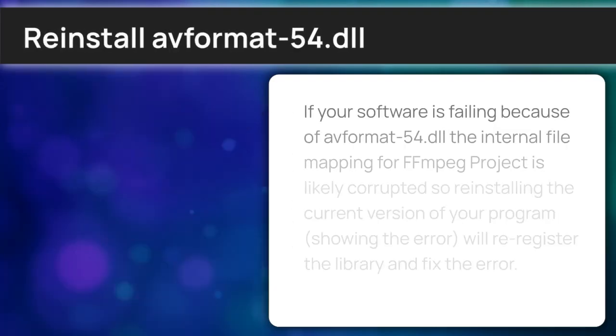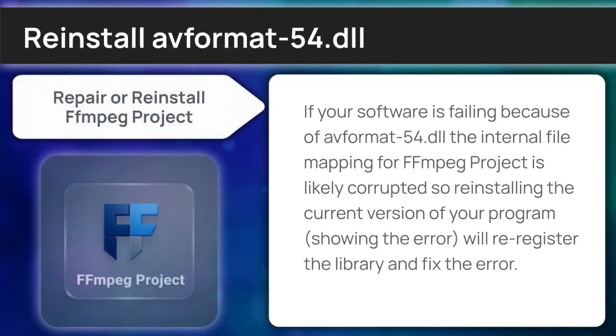If your software is failing because of audio-video format 54.dll, the internal file mapping for FFmpeg Project is likely corrupted, so reinstalling the current version of your program, showing the error, will re-register the library and fix the error.